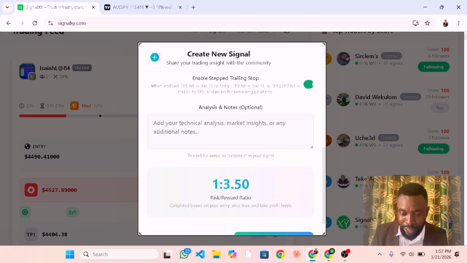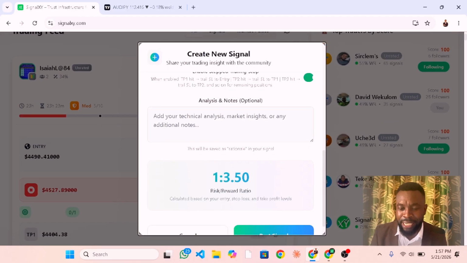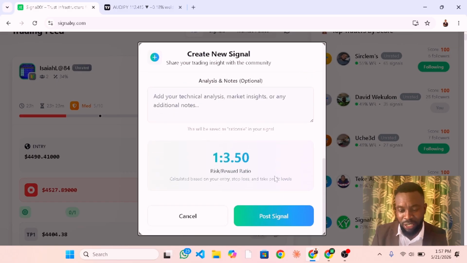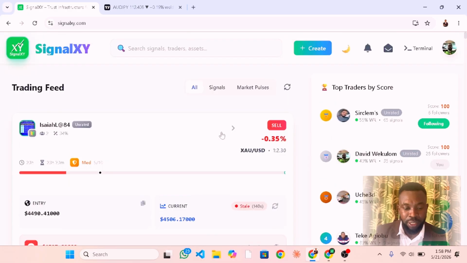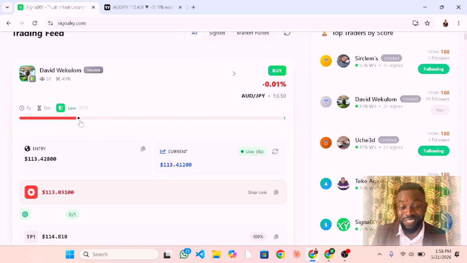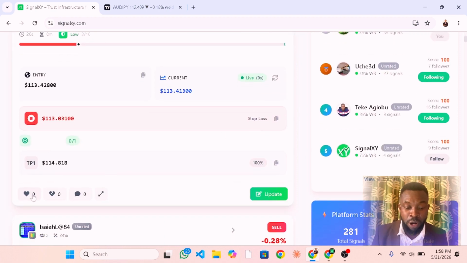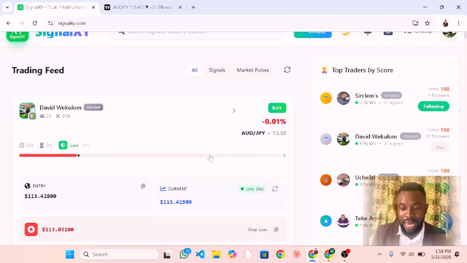Having typed all those things, if you want to add a note on why you are taking that trade, you can add it, but just click on post. The signal has been posted successfully. If you come to SignalXY, you will see I have just posted this signal here. The take profit target is around here. The risk to reward is 1:3.5. So you can follow this trade. If the trade performs, you can write a comment, you can say anything. So this is how it is.